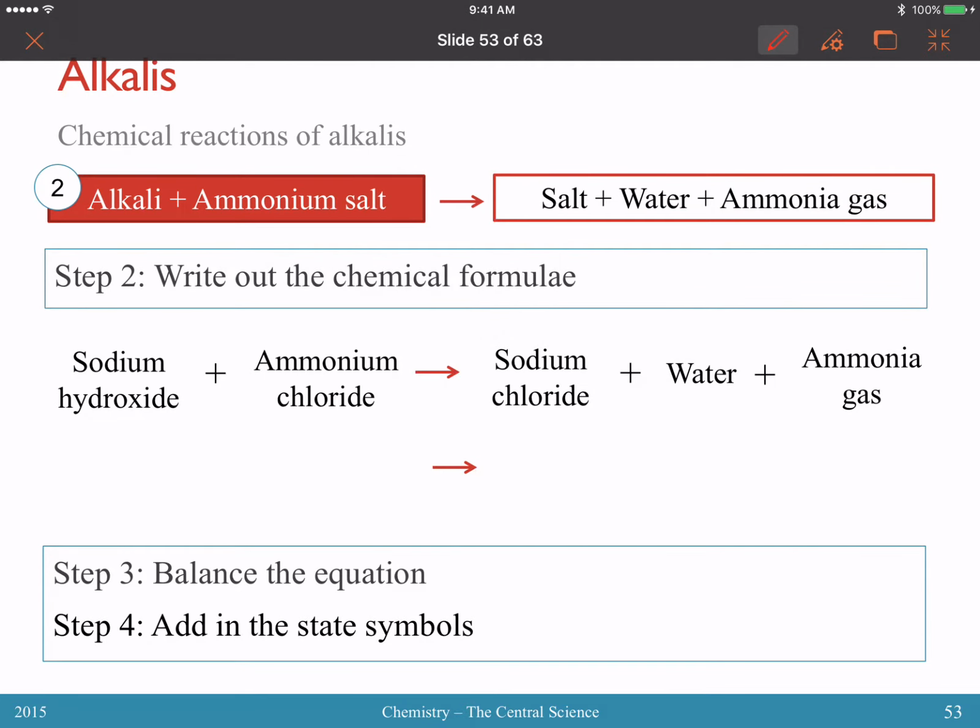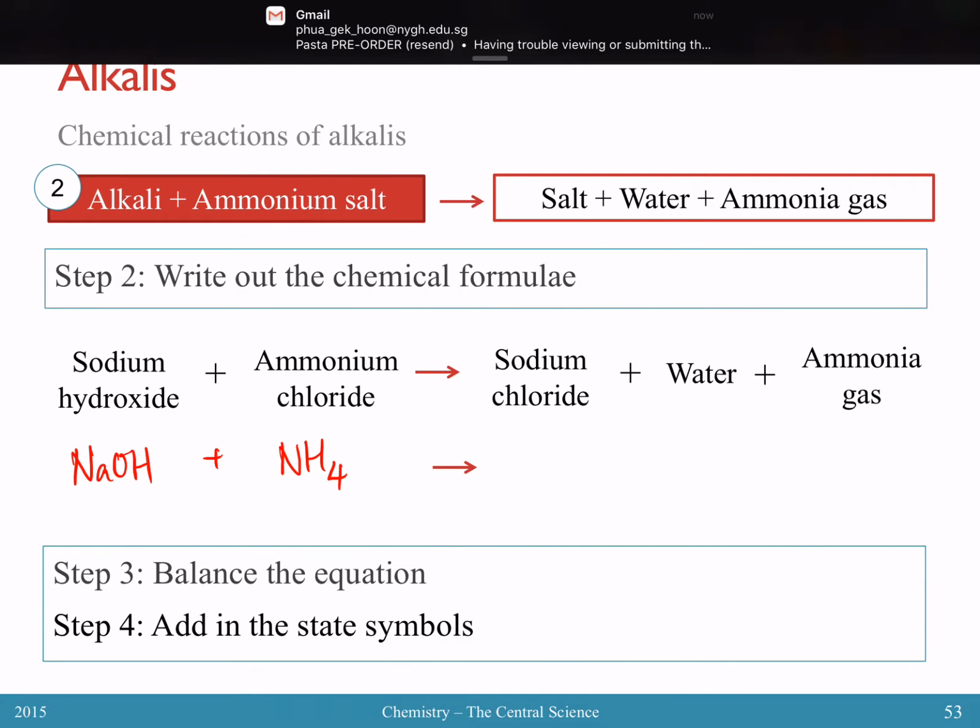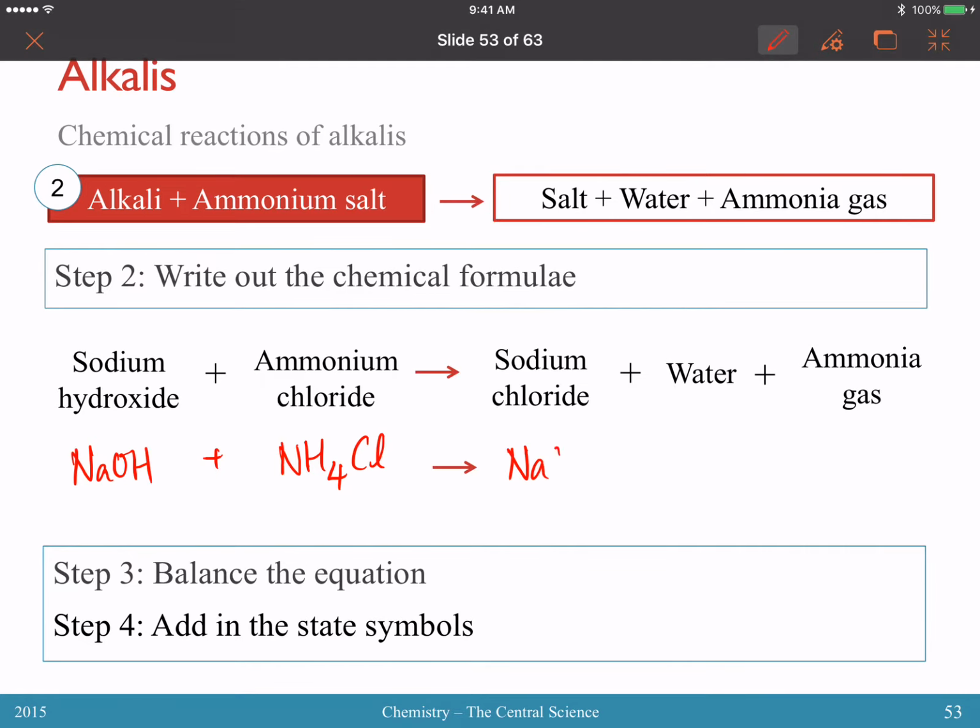Okay, ready? Sodium hydroxide is NaOH. Ammonium chloride is NH4Cl. Anyone who wrote NH3 is wrong. Sodium chloride is NaCl. Water is H2O. Ammonia gas is NH3, not NH4, NH3. Do not be confused between ammonium and ammonia.